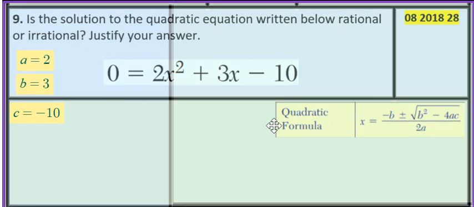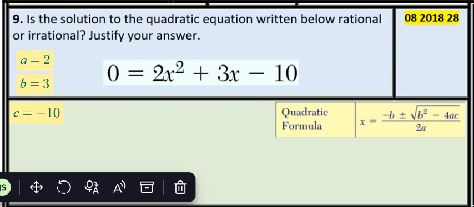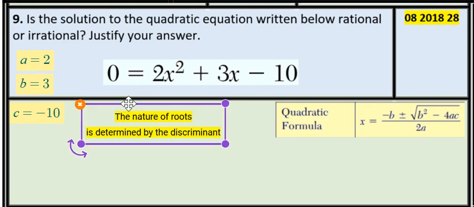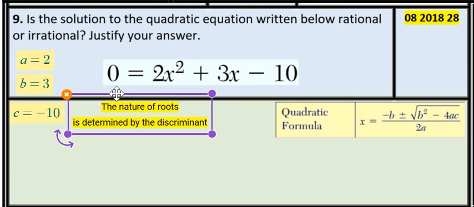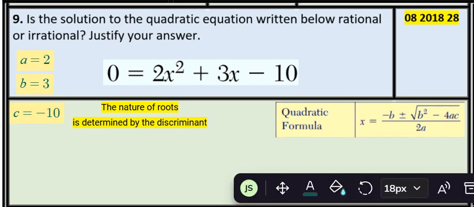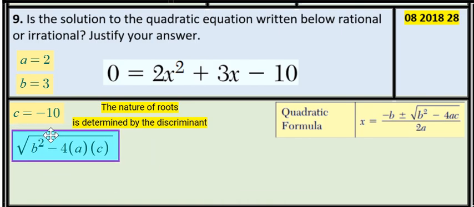Now, when we're considering rational versus irrational, really all we care about is the discriminant. So I don't need the entire quadratic formula here. All I need is what's under that square root symbol. So I'm investigating b squared minus 4ac. So we substitute in our values.